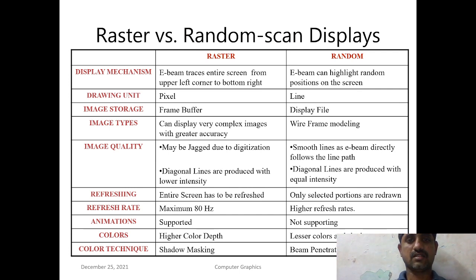In the raster scan, we have different pixels. In the random scan, we have different lines.